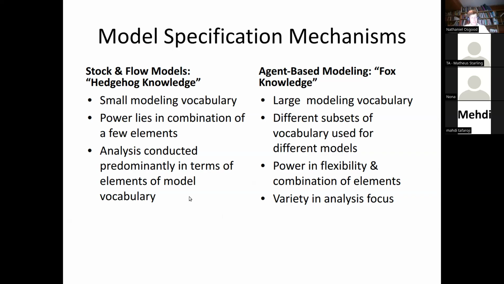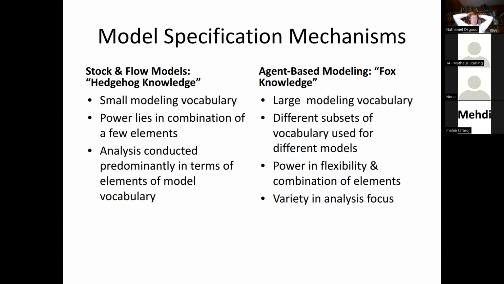And here there's a great deal of insight that can come diagrammatically from reasoning about the diagram in light of empirical evidence. So things like, is this stock rising? Well, it means the sum of the inflows is greater than the sum of the outflows. Very, very powerful. Agent-based modeling, I like to characterize as fox knowledge.